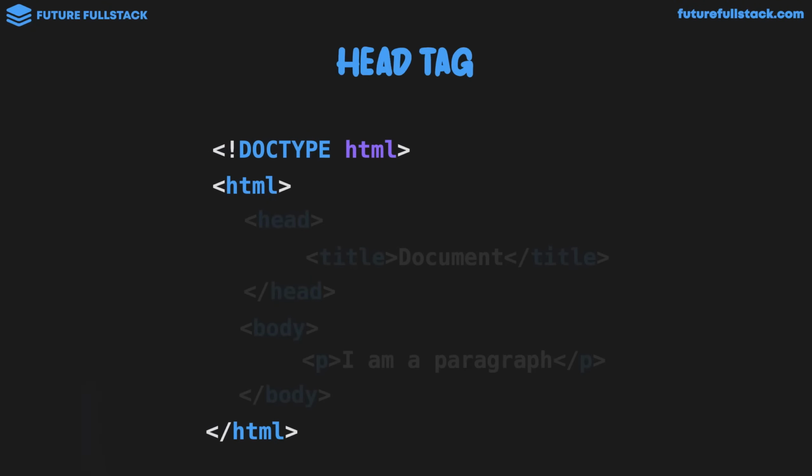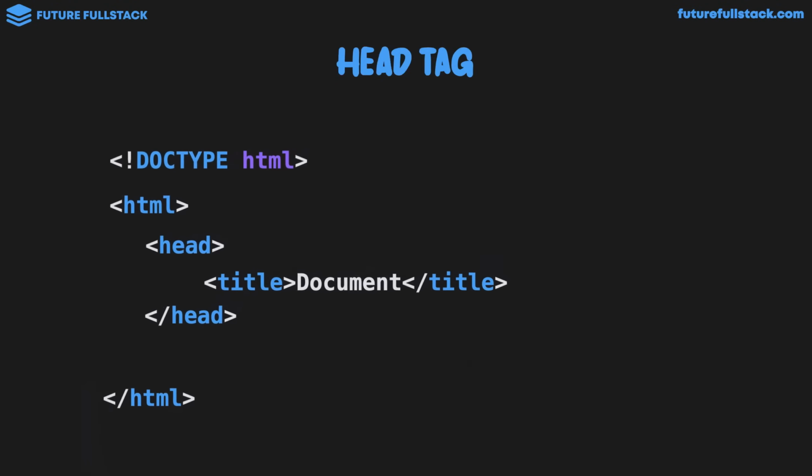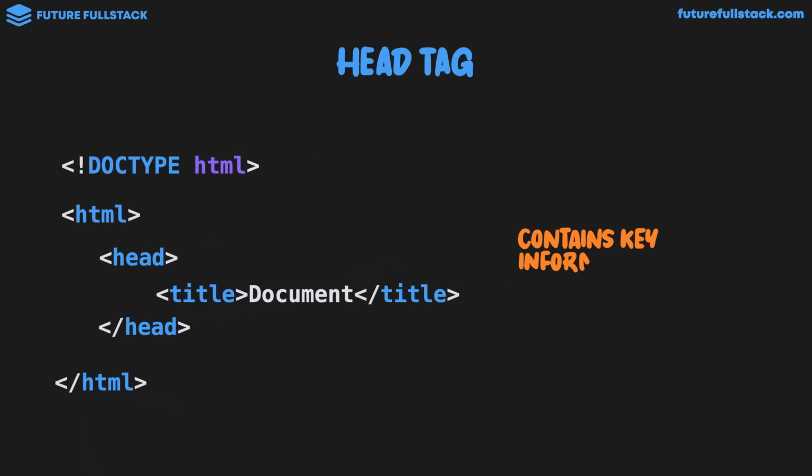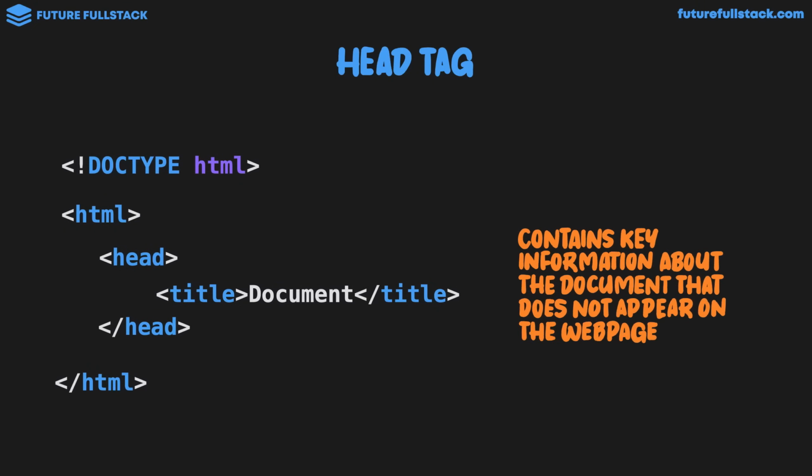Next up is the head tag. The head tag contains key information about the document that does not appear on the web page. In this example, inside the head tags, we have another element called the title element, which gives our HTML document a title. Now, this may be a bit confusing, but the title is not the same as the file name.